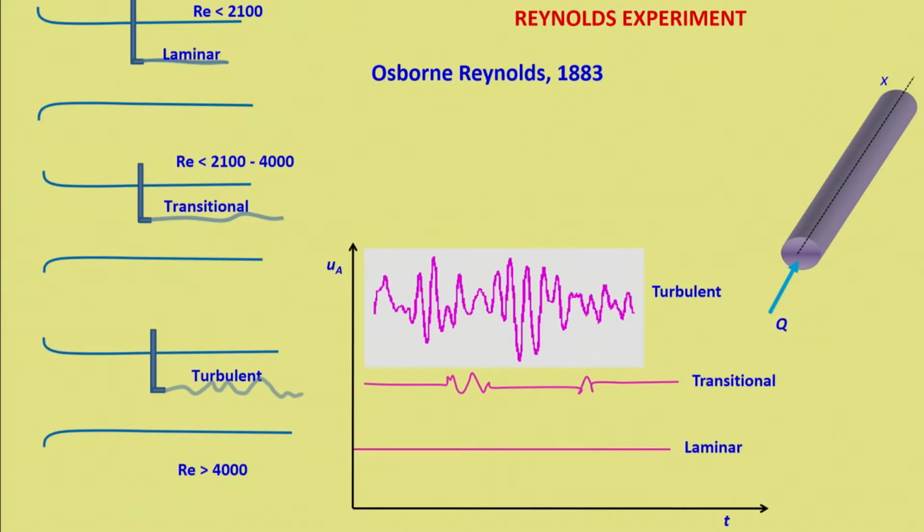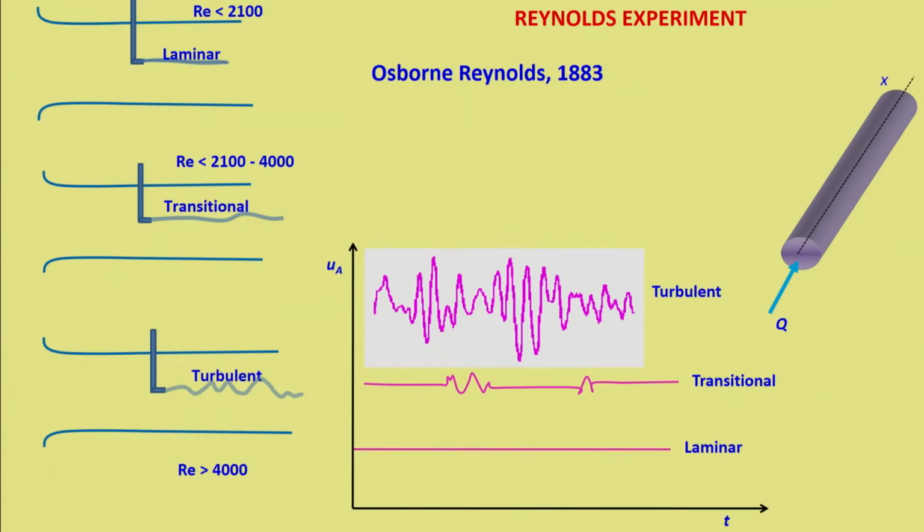If you were to plot velocity versus time, this is steady in laminar flow. Transitional, as you can see, is steady for some time and wavery for some other time. That's why it is transitional. For turbulent, all the time it is wavering. So it's wavy, it's turbulent flow.